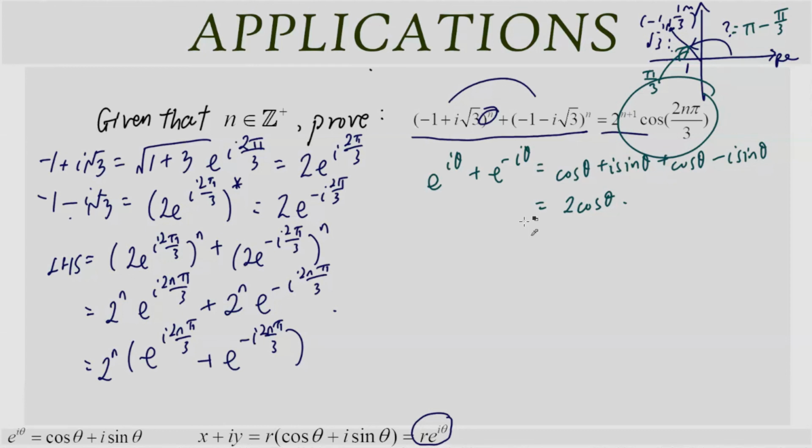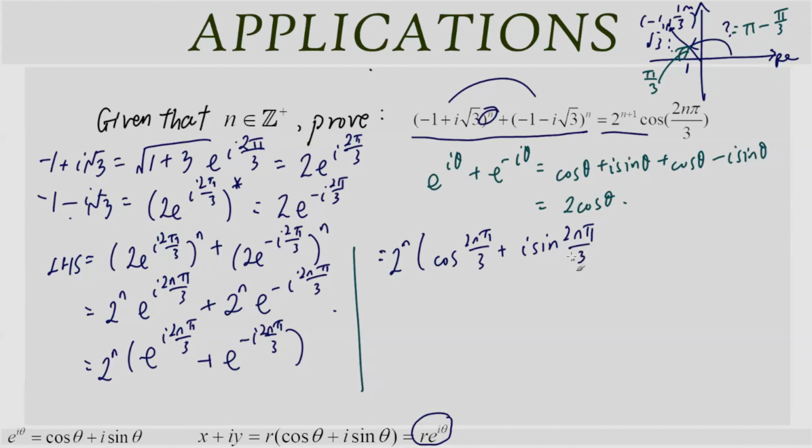So when you have 2 to the power of n times that over there, right, we get 2 to the power of n times cosine, this is θ, right? So we have cosine of 2nπ over 3. Right, let me show you that it's really not that hard when you break it down to polar form. Cosine 2nπ over 3 plus i sine plus this over here. Right, cosine of negative θ is equal to cosine θ, and sine of negative θ is equal to negative sine θ.